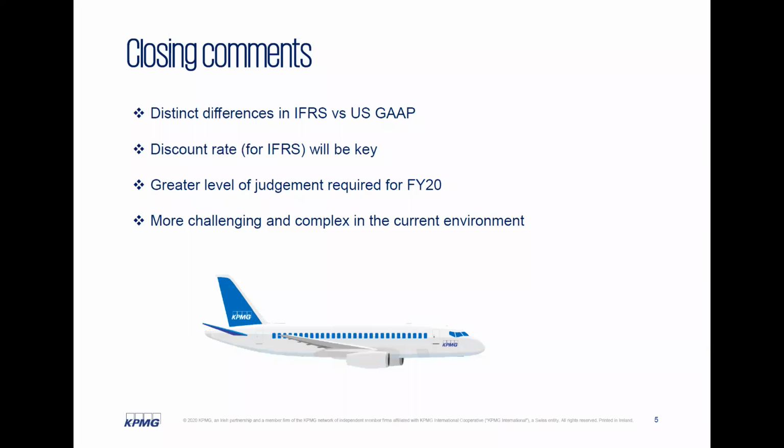And Colm, then, in closing, what are the key takeaways and considerations for a user of financial statements? So a couple of key messages here. Firstly, there are distinct differences between IFRS and US GAAP, which need to be understood by a user. Secondly, IFRS needs a discount rate, and this is a key item. There's a greater level of judgment required in the current year, and impairment has become an even more challenging and complex area in the current environment.